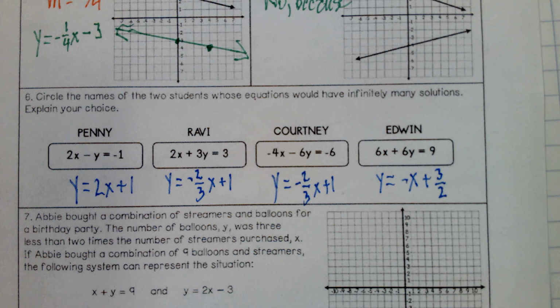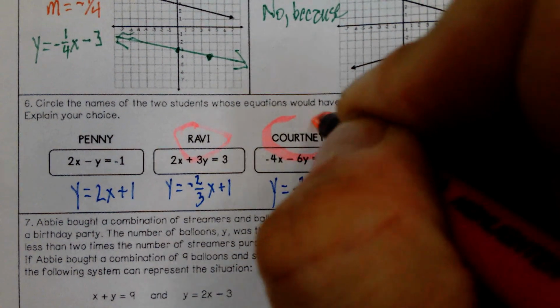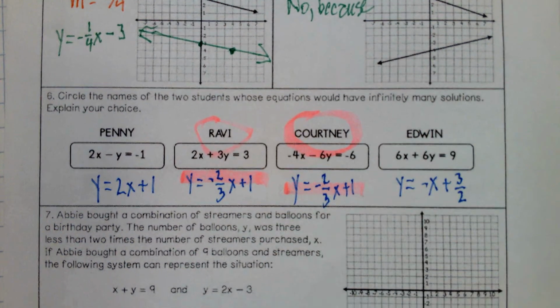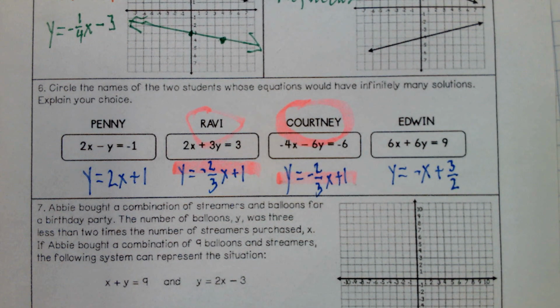I went ahead and I quickly did rewrite them in slope-intercept. So do we have a pair or two people that have infinitely many solution equations? Who and who? Yeah. If you graph them, they'll coincide.